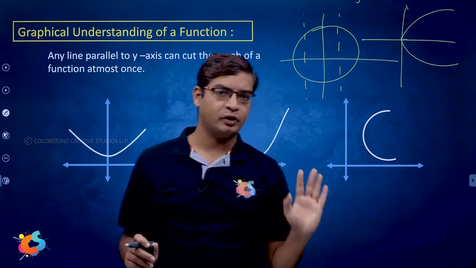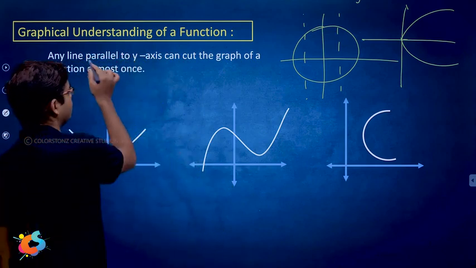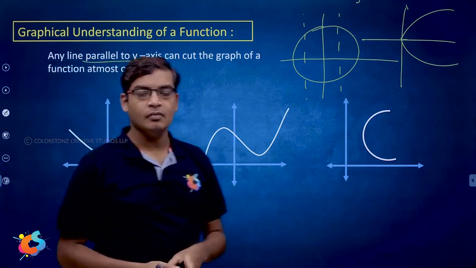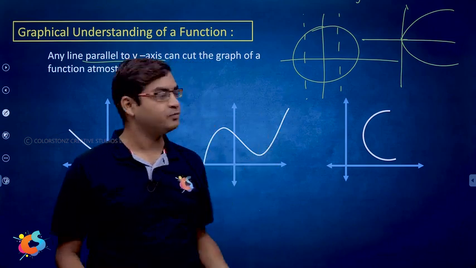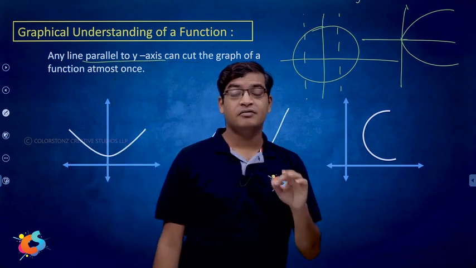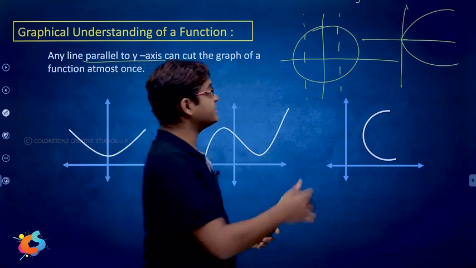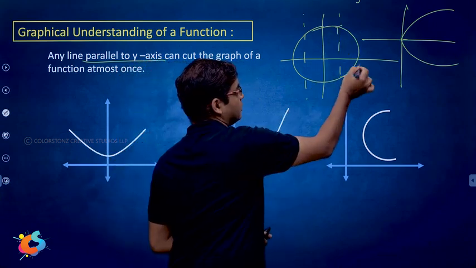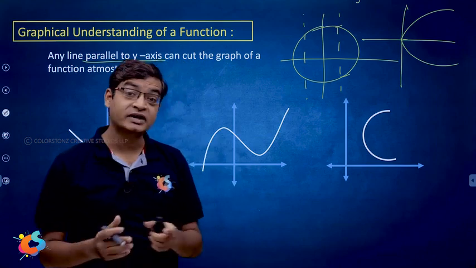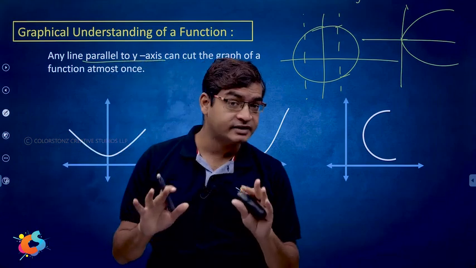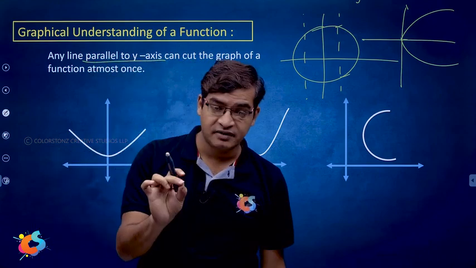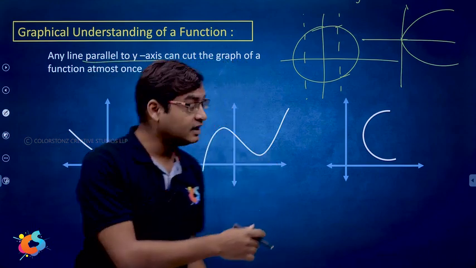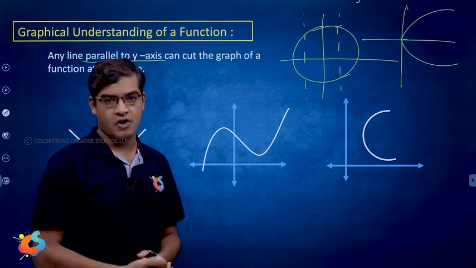function. Simple. And why also we have seen, because for one line which is parallel to the y-axis, there will be one x coordinate. So if you find a line for one x coordinate, if it is cutting more than once, it means it has more than one output value. So therefore, that will not be a function. Okay. So now we have understood what is a function. We have understood graphically how to check if it is a function or not.